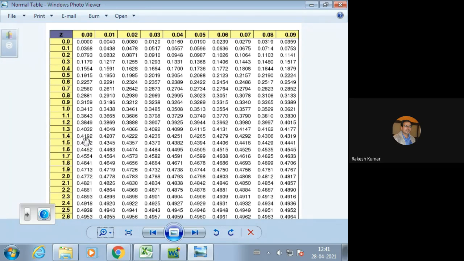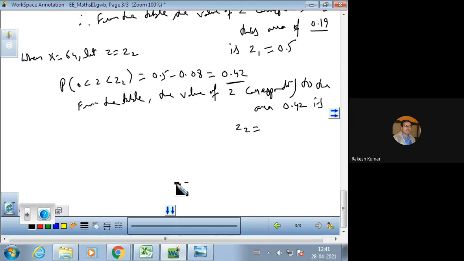So 0.4192, this area will correspond to this point 1.4 under 0.00. So 1.4 plus 0.00 will give you the point. The point Z2 will be 1.4. So we have Z1 and we have Z2.